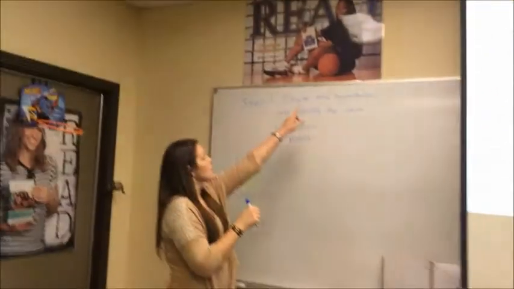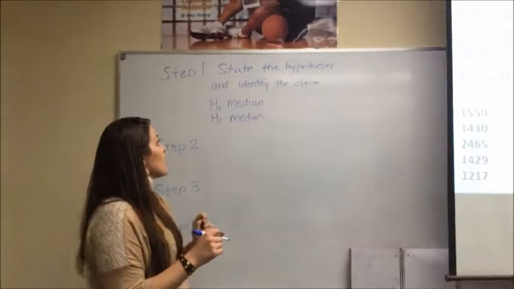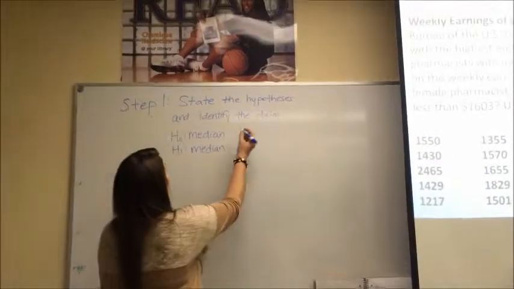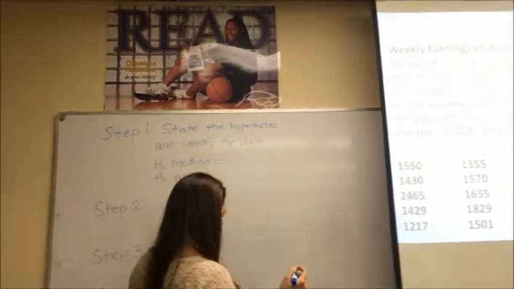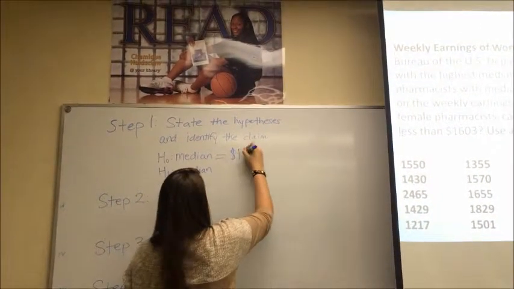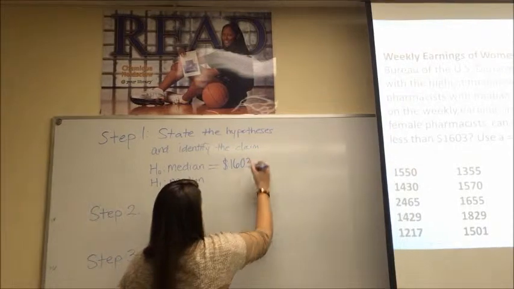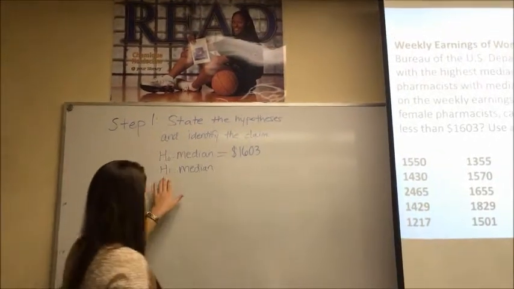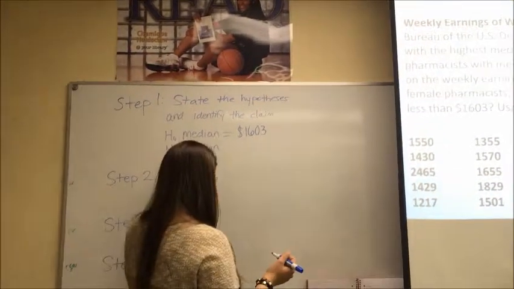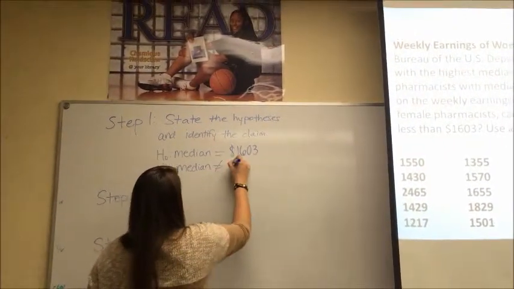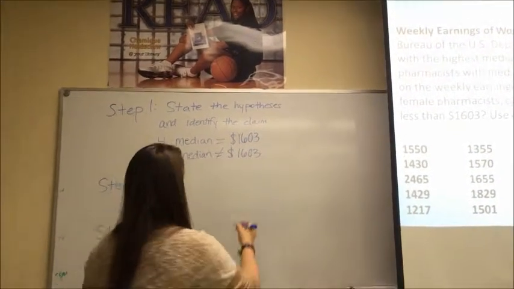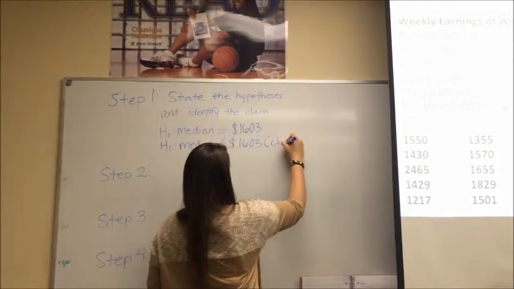Step 1, we're going to state the hypothesis and identify the claim. So the null hypothesis is that the median equals $1,603. You can put the dollar sign here, you don't have to though. The alternative hypothesis or the claim is that the median does not equal $1,603. All right, claim right here.